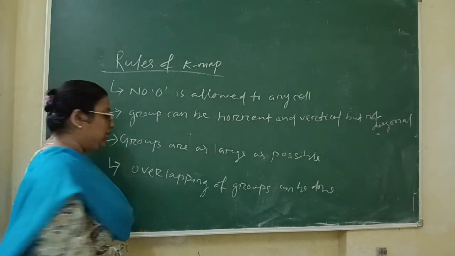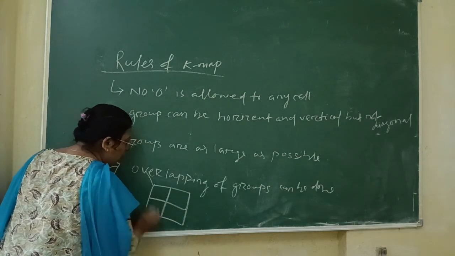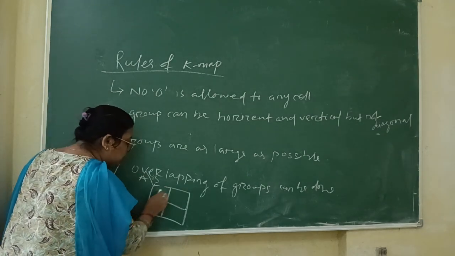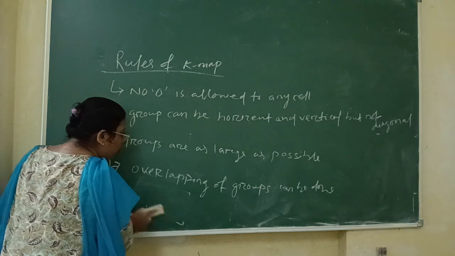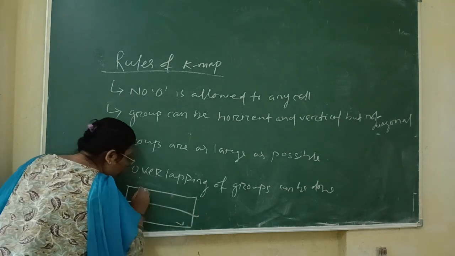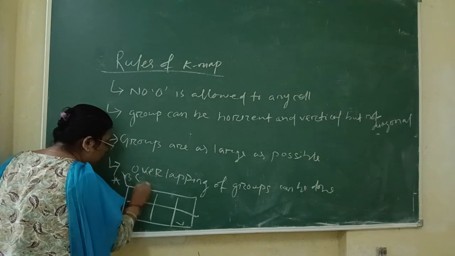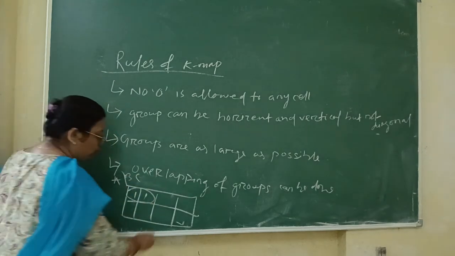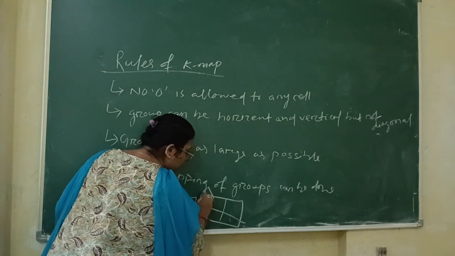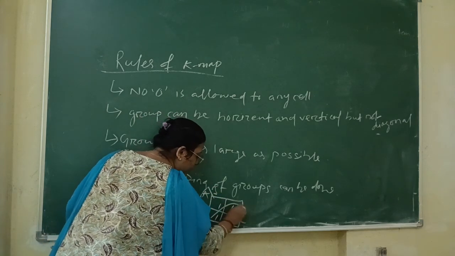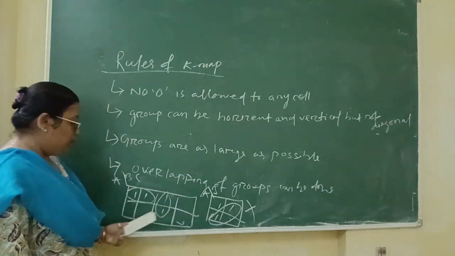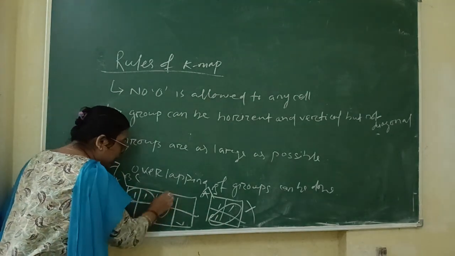Now, no cell contains 0. That means if we are doing any two variables or whatever it may be, each cell cannot contain value 0. That means we have to put in the cell 1. First rule. Similarly, come to the second rule, groups can be horizontal or vertical. That means if we draw any variable K-map, we can make the horizontal group, vertical group, but not any diagonal group like A, B, 1, 1, 1. We cannot make this group like this. This is impossible. We cannot group in diagonal, but we can make groups horizontally and vertically.